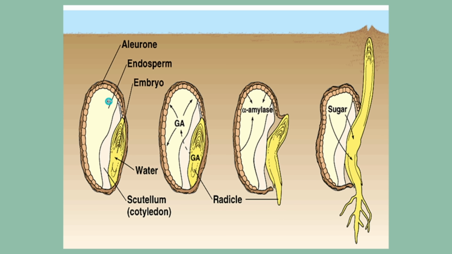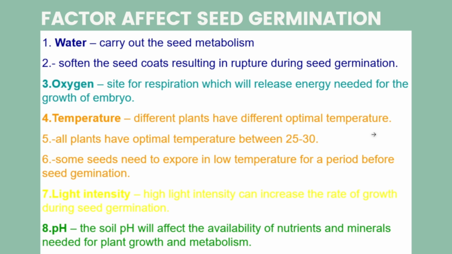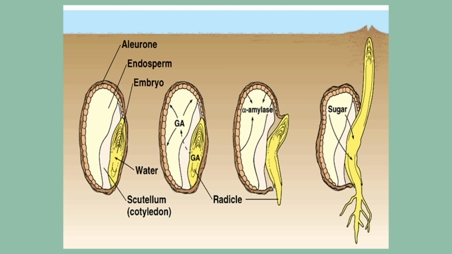Apart from alpha amylase, they can also produce proteases and lipase, but the most important thing that you need to write in the examination is alpha amylase. It will produce the sugar so that the embryo can take this sugar for basic cellular respiration. And when germination is completed, the radicle emerges, followed by the plumule. So that's all about the mechanism of seed germination.